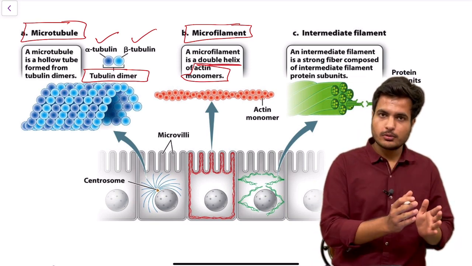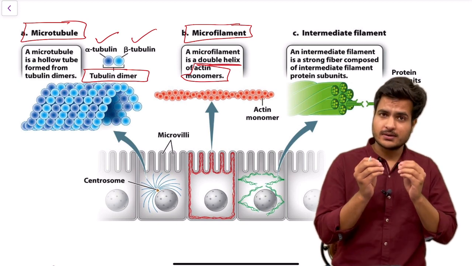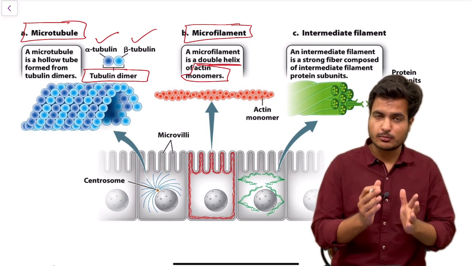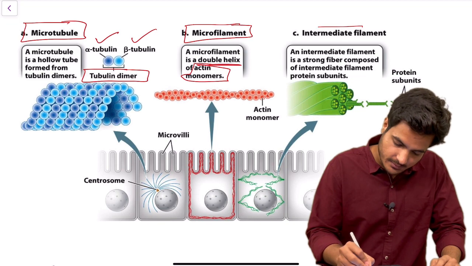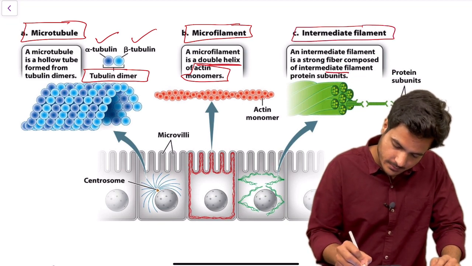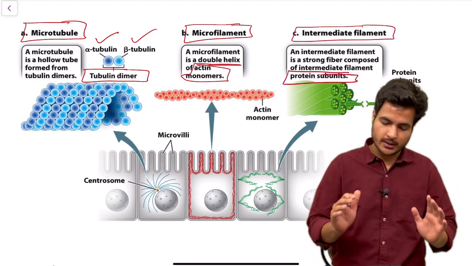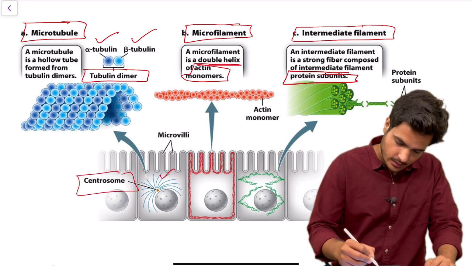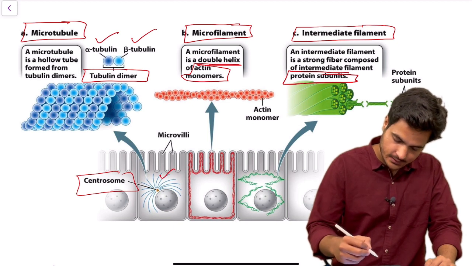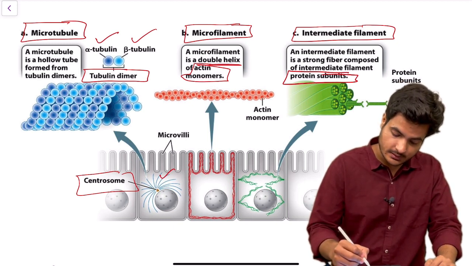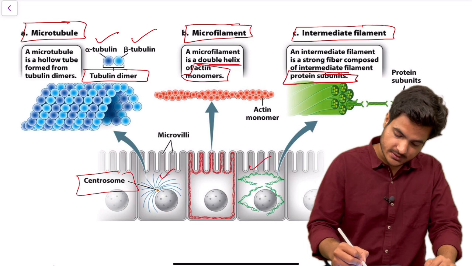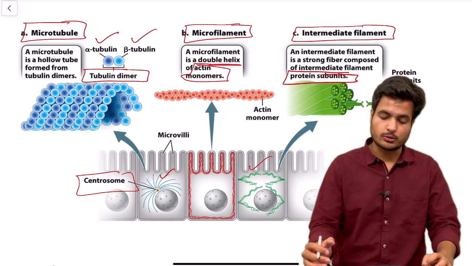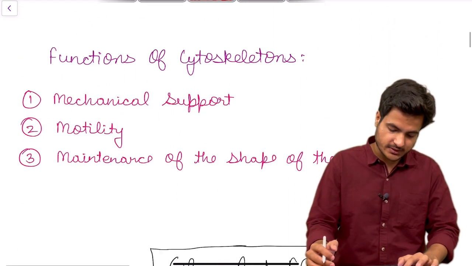For microtubules, remember tubulin dimer, alpha tubulin and beta tubulin. And for intermediate filaments, just remember they are made up of protein subunits. Okay, they are present in the cell. You can see microtubules arising from the centrosome, microfilaments encircling the perimeter of the cell, and the intermediate filaments present in the cytoplasm providing support. So let's see the function of cytoskeletons.